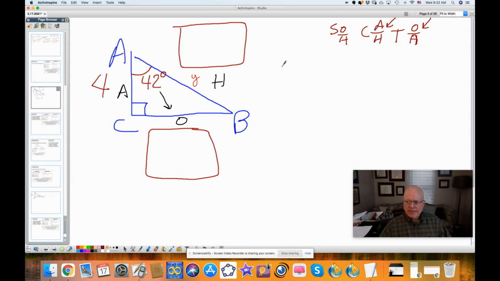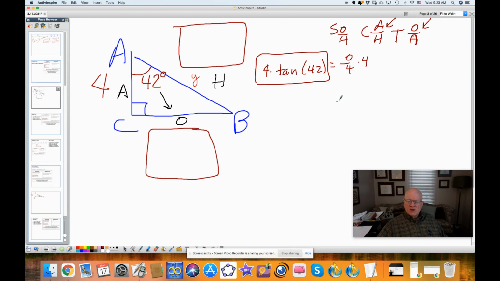So the tangent of 42 degrees is equal to, tangent is opposite over the adjacent. That's opposite over 4. O over 4. And multiply both sides by 4. And I get the opposite side is 4 times the tangent of 42. And I can plug that into my calculator.